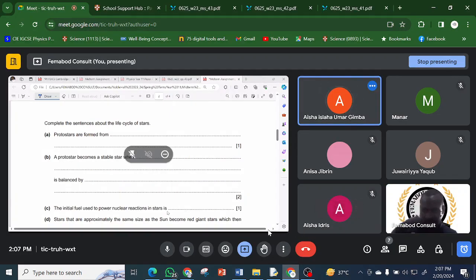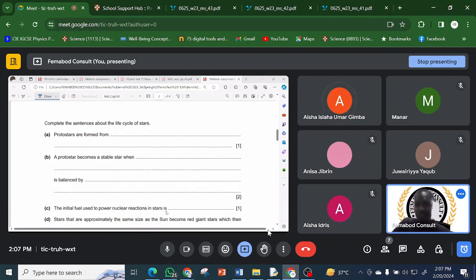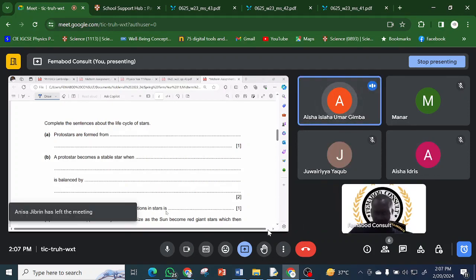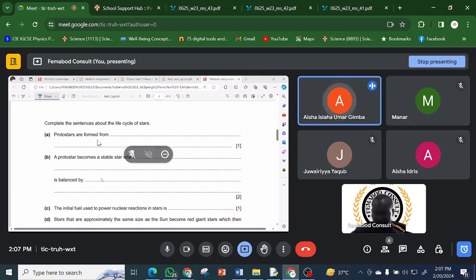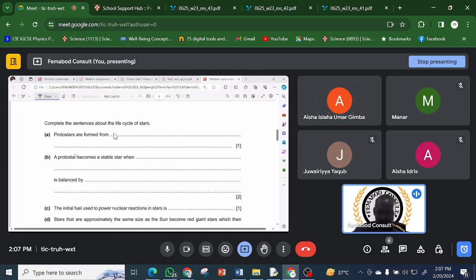Star, since you have unmuted your mic, you read the next question for us. Complete the sentences about the life cycle of stars. Protostars are formed from what? What do you suggest would be the answer? They are formed due to the movement of particles of dust. So dust and particles, very good. That's correct. You can call it nebula.